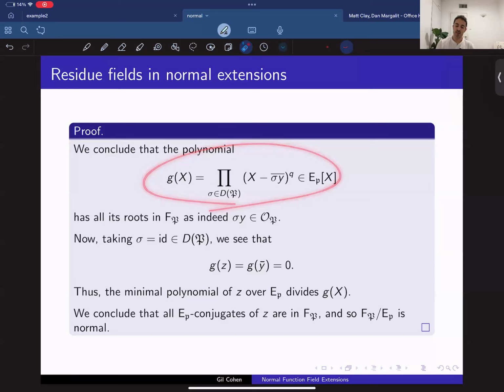And so this is it, right? You found a polynomial over E_p that vanishes at z, and all of its roots are in F_P. And so this means that the minimal polynomial of z over E_p also has this property because it just divides this polynomial. Maybe it is this polynomial, but it probably just divides it, mostly because of this q. And so you're done. You found that all the E_p conjugates of z actually also lie in F_P. So this means that this thing is normal, and we conclude the proof.